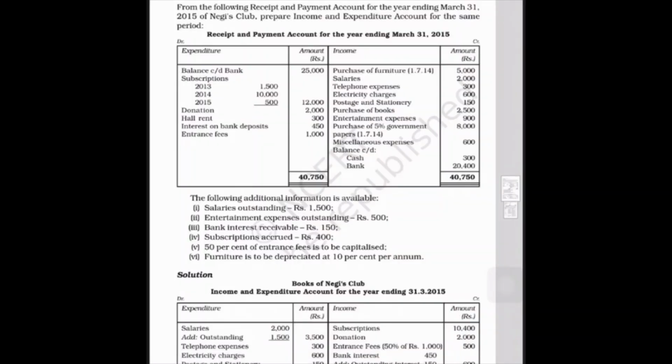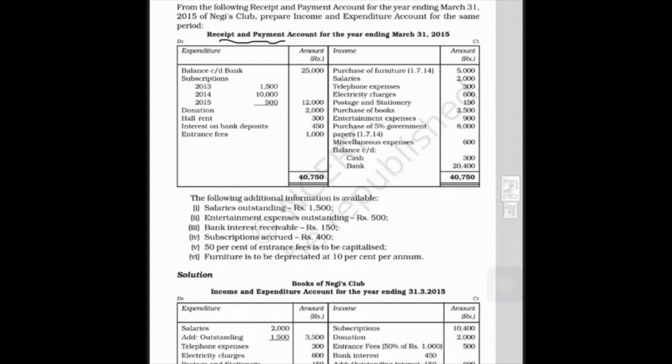Now, let me solve illustration 3. From the following receipts and payments account for the year ending 31st March 2015 of Negi's Club, prepare income and expenditure account for the same period. Here, receipts and payments account for the year ending 31st March 2015 is given. Please listen, there is a mistake in the question itself.